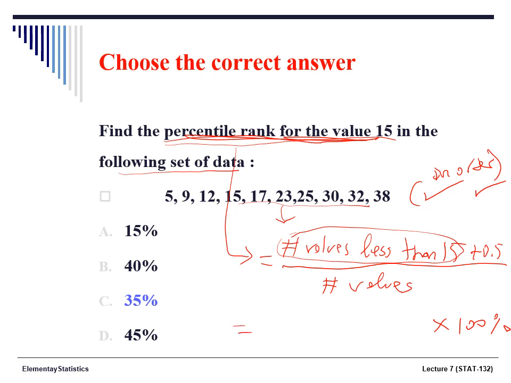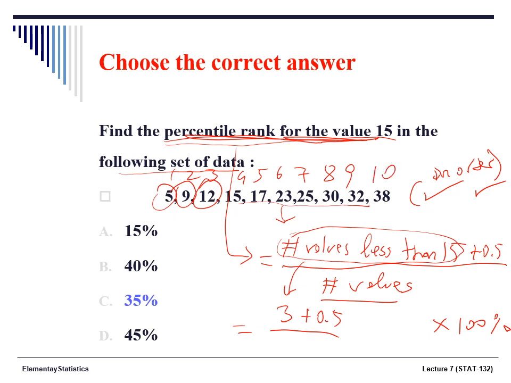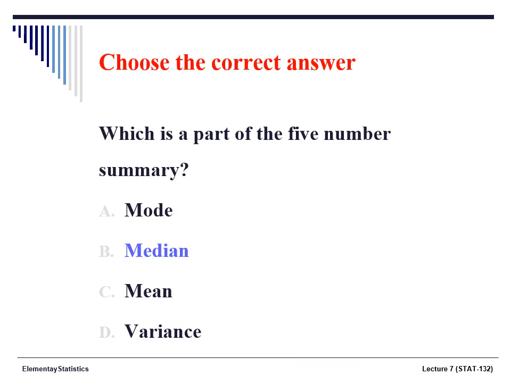So the number of the values less than 15: 1, 2, 3, so it will be just 3, plus 0.5, divided by the number of values: 1, 2, 3, 4, 5, 6, 7, 8, 9, 10. So it will be 10 here, so it will be 3.5 over 10 times 100%. This will give you 35%. Which is a part of the 5-number summary?